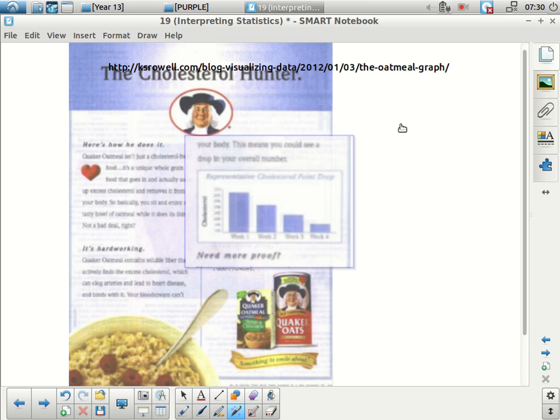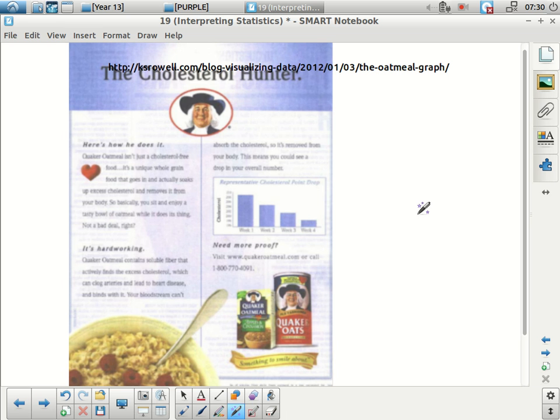So it's an easy way to make a deceptive little graph that makes something seem a lot better than it actually is. It's still beneficial. The cholesterol was dropping, just not nearly as dramatically as the bar graph shows.